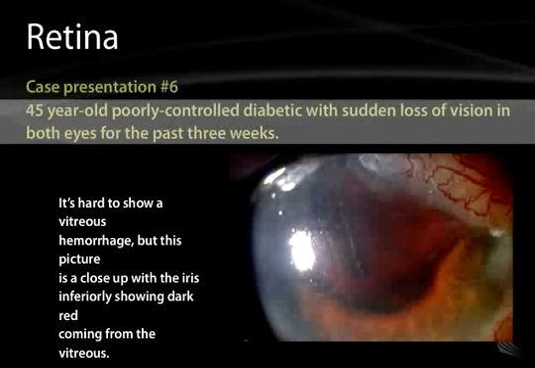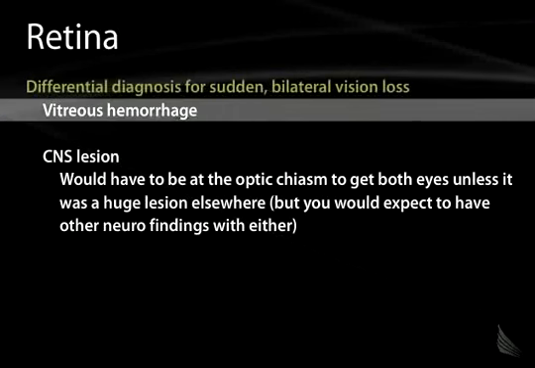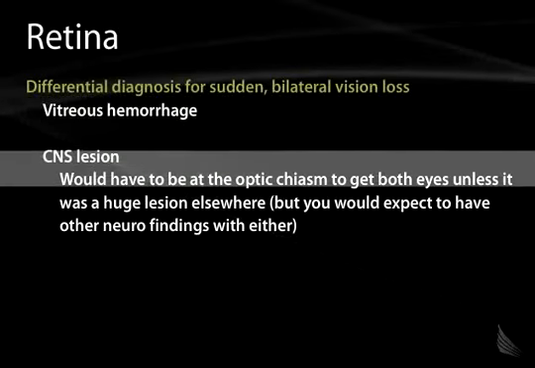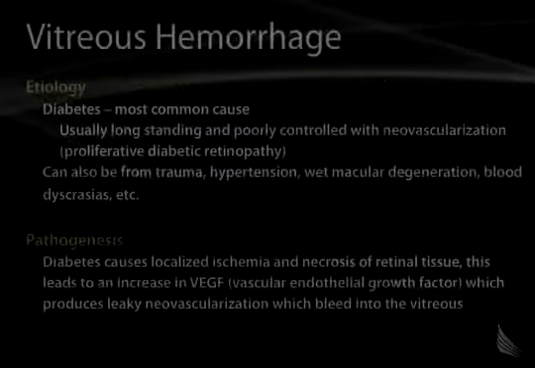That's what happens when there's blood inside the posterior segment of the eye into the vitreous. The differential diagnosis for sudden bilateral vision loss includes vitreous hemorrhage and a CNS lesion. It'd have to be at the optic chiasm to get both eyes, unless it was a huge lesion somewhere else. In addition, not listed on the slide, you can get a toxic optic neuropathy through methanol or ethylene glycol, which will give you sudden bilateral blindness. That should also be looked for in the history.